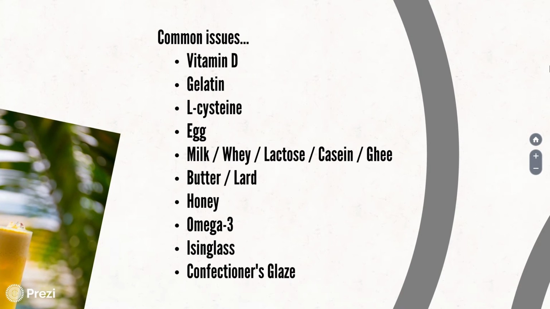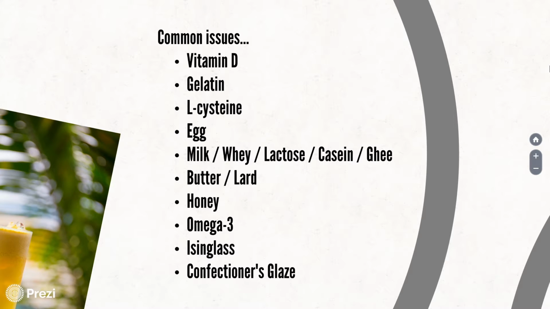To help you out, here is a list of the most common animal ingredients hidden inside that are unnecessary. Vitamin D is usually made from sheep's wool, although plant-based sources are available. Gelatin, which most people know is an animal product. L-cysteine, often found in breads, is from animal hair. Egg, milk, or its isolates like whey, lactose, casein, ghee.